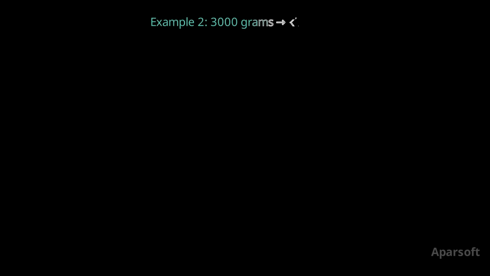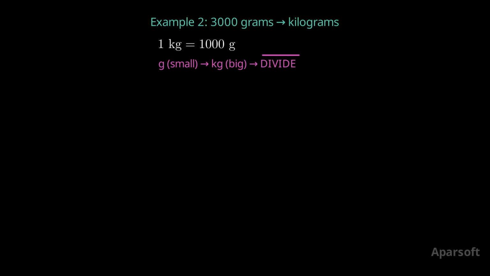Now the other direction. A bag of rice weighs 3000 grams. How many kilograms? Conversion factor, 1 kilogram equals 1000 grams. Direction, grams to kilograms. That is smaller to bigger, so we divide. 3000 divided by 1000 equals 3 kilograms. See how the number got smaller? That makes sense. Kilograms are bigger, so we need fewer of them.